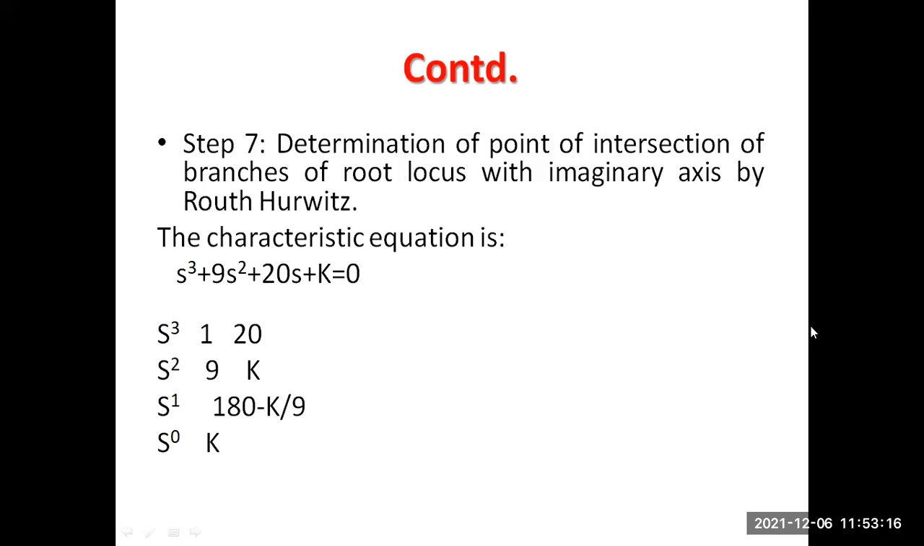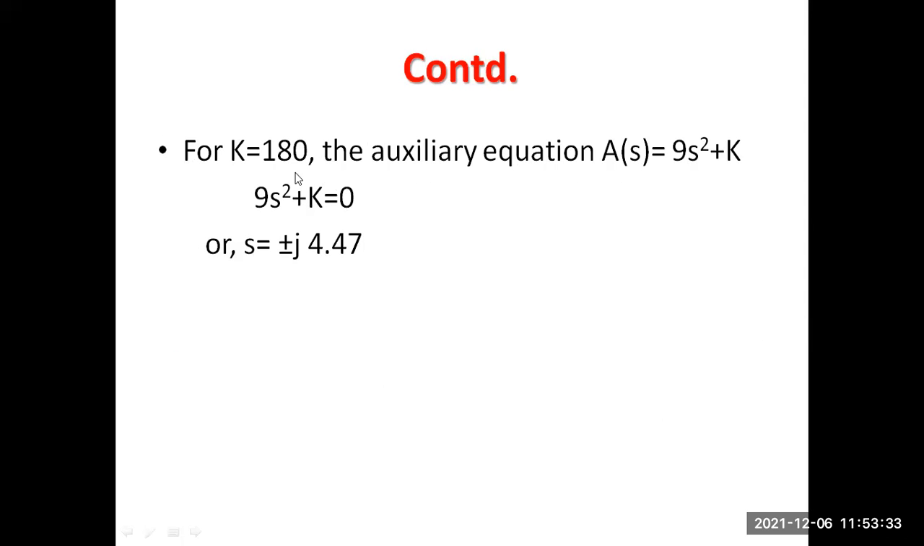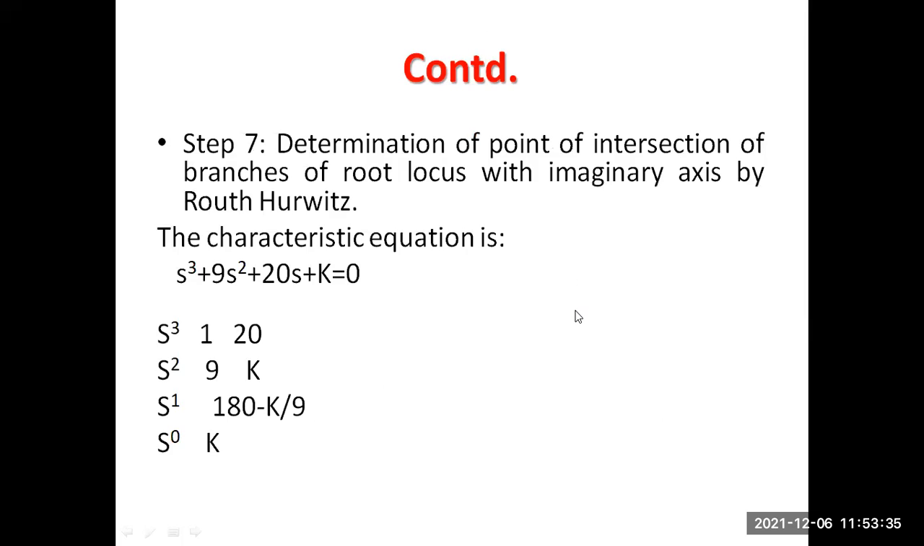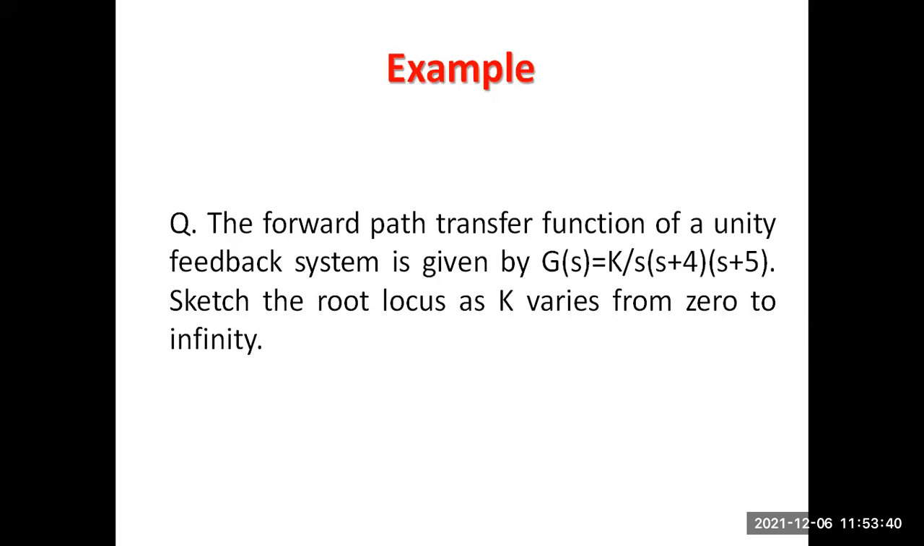Now the next step is step 7. This is the determination of the point of intersection of the branches of the root locus with the imaginary axis by the Routh-Hurwitz criteria. We know the characteristic equation, and from that we'll calculate the value of k. Okay, let us calculate. You calculate what should be the value of k for the system to be stable, quickly using the Routh-Hurwitz criteria.